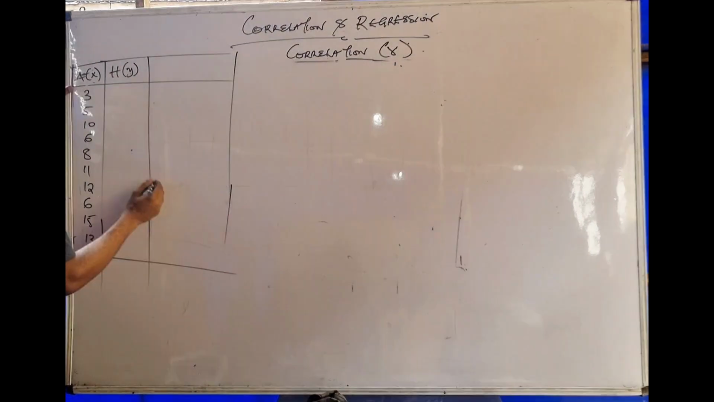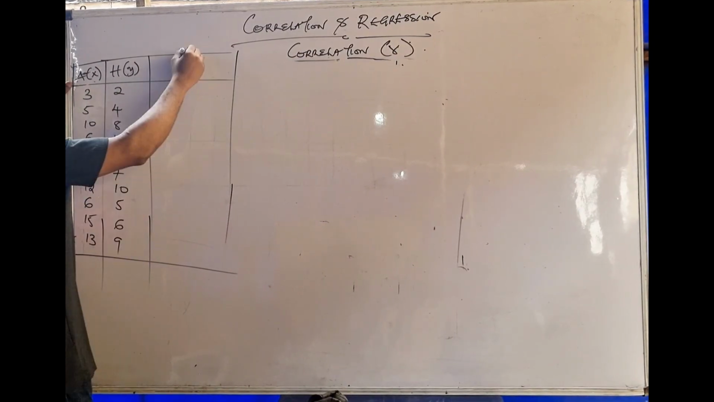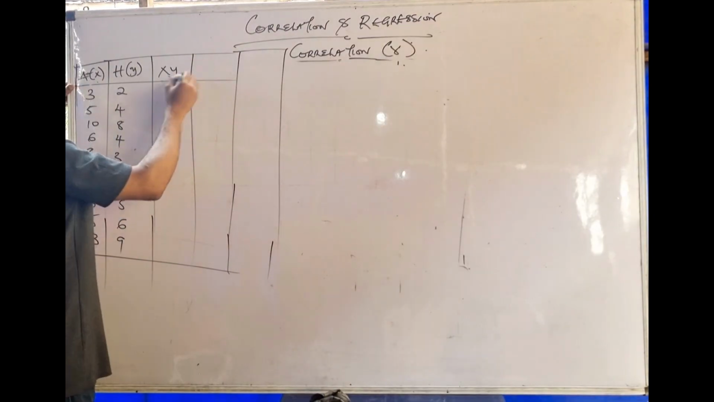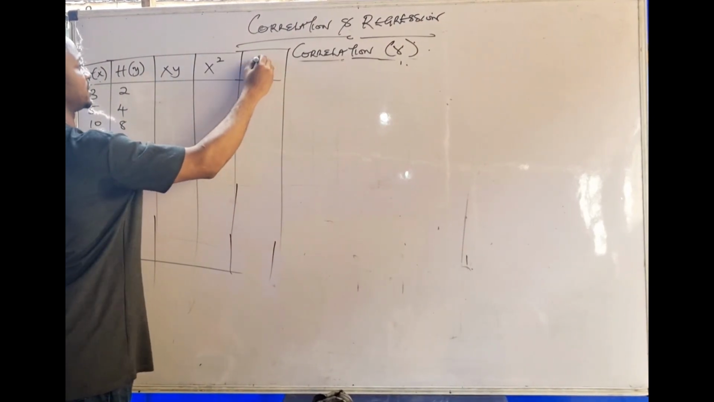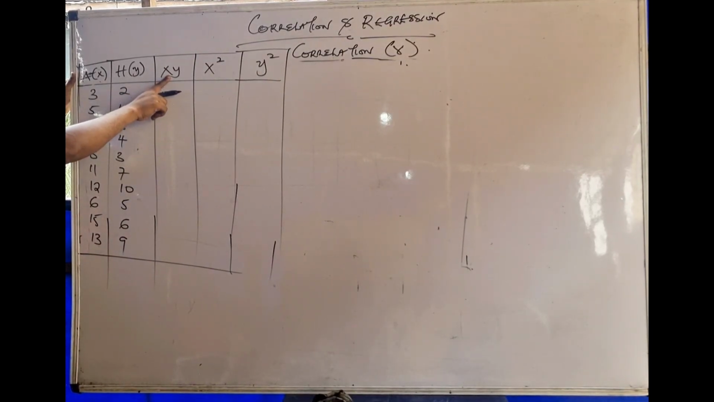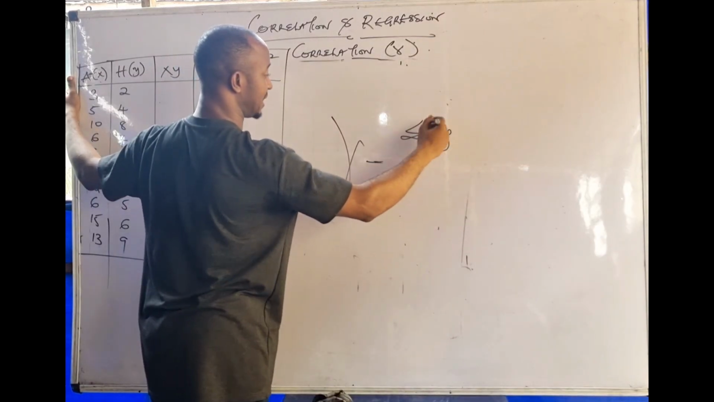Is that all? What about the height? 2, 4, 8, 4, 3, 10. In this column, I need XY. Here I need X squared. Here I need Y squared. Do you know why? Because in the correlation formula I gave you, there is a space for sum of XY. The formula says r equals what? Sum of XY. Remember that?